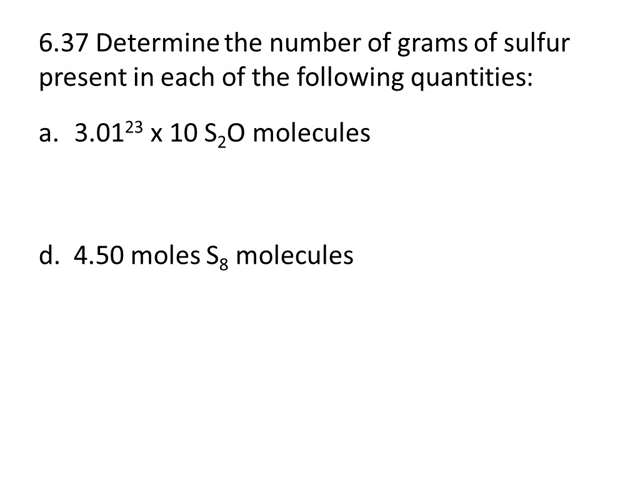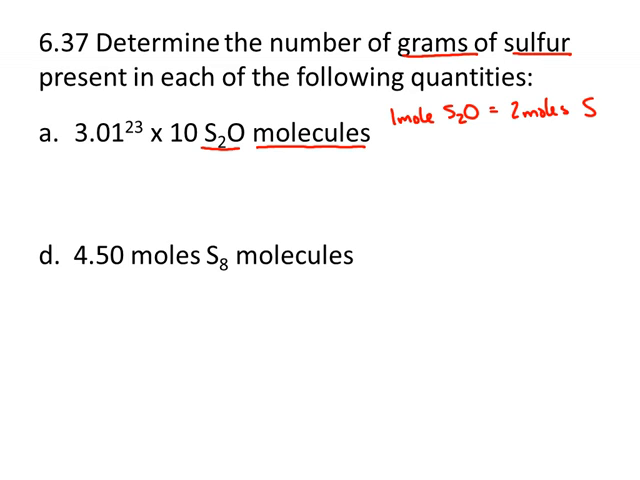Looks like we have one more slide. Number 37. Determine the number of grams of sulfur present in each of the following quantities. So again, it says grams of sulfur. And when I look down here, I have S2O molecules. So since it's asking me for something that's a part of the molecule, I know that 1 mole of S2O will equal 2 moles of S. All right, so we know we're going to need to use that.